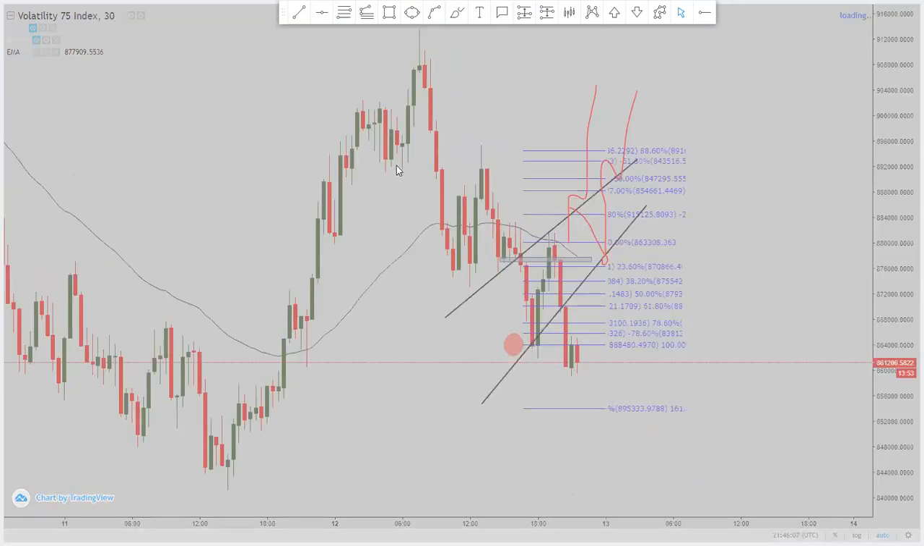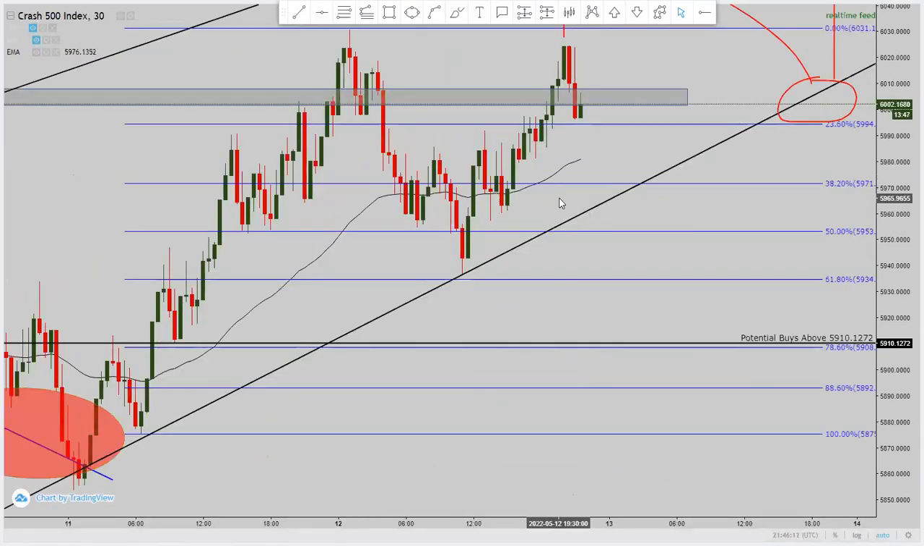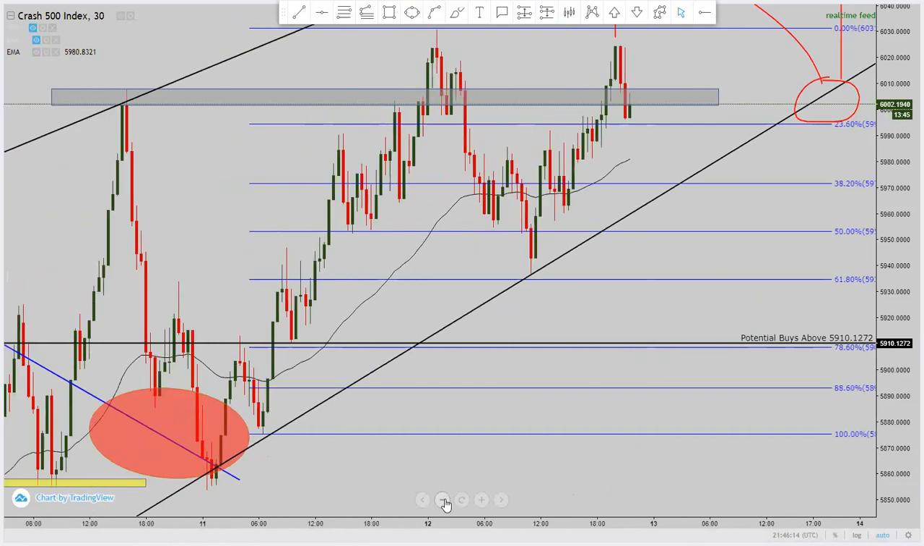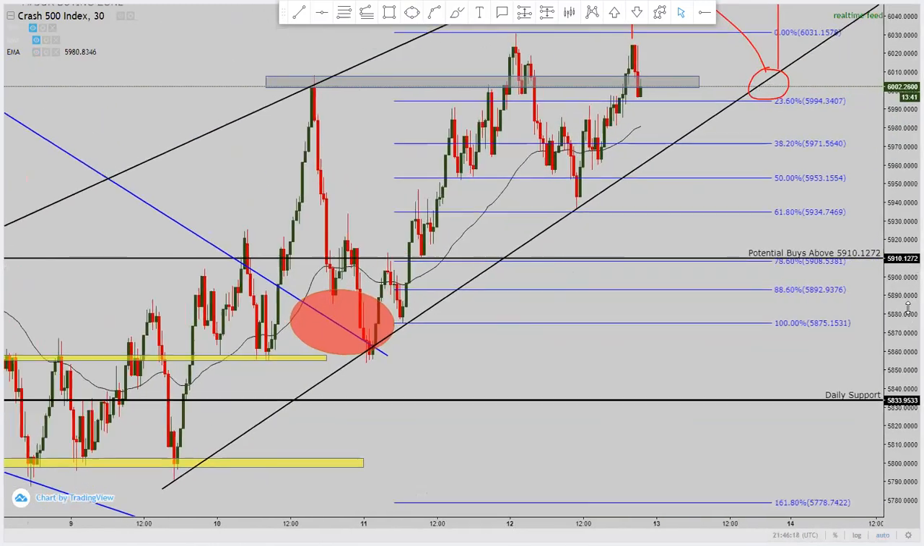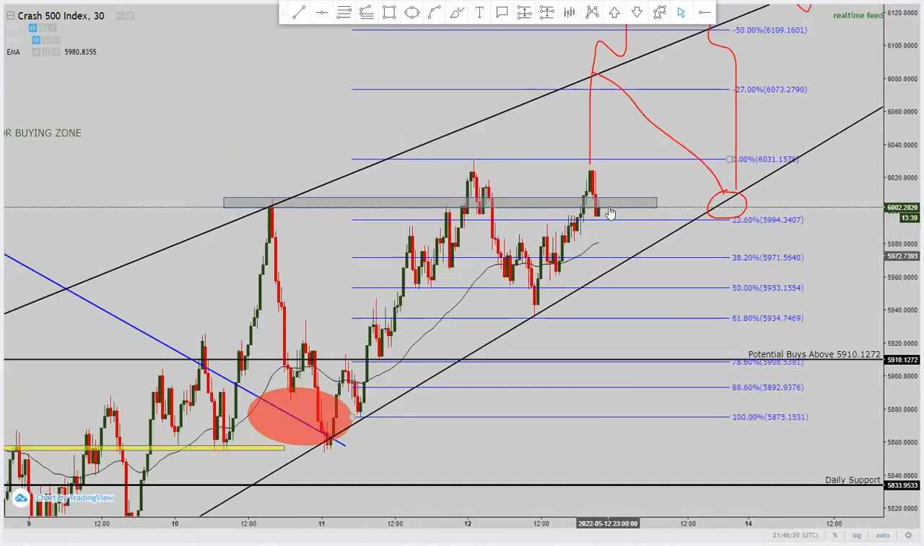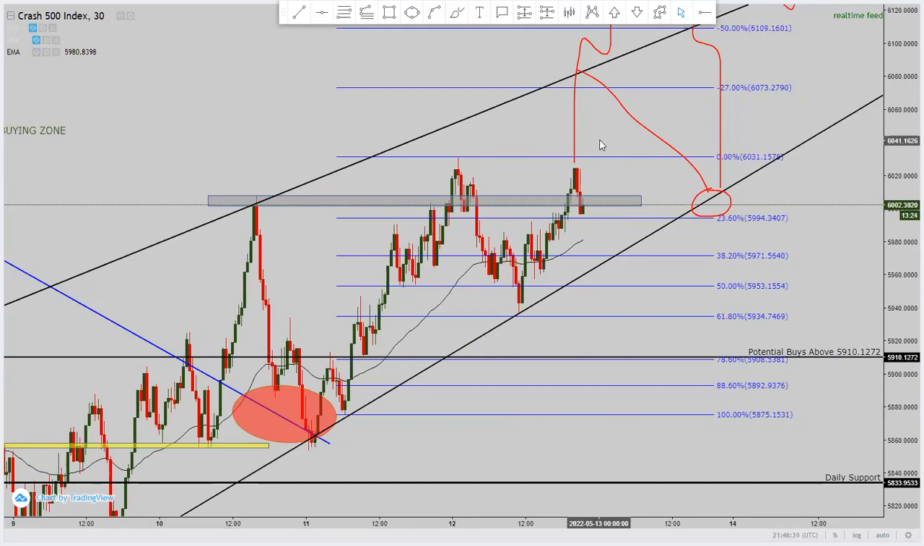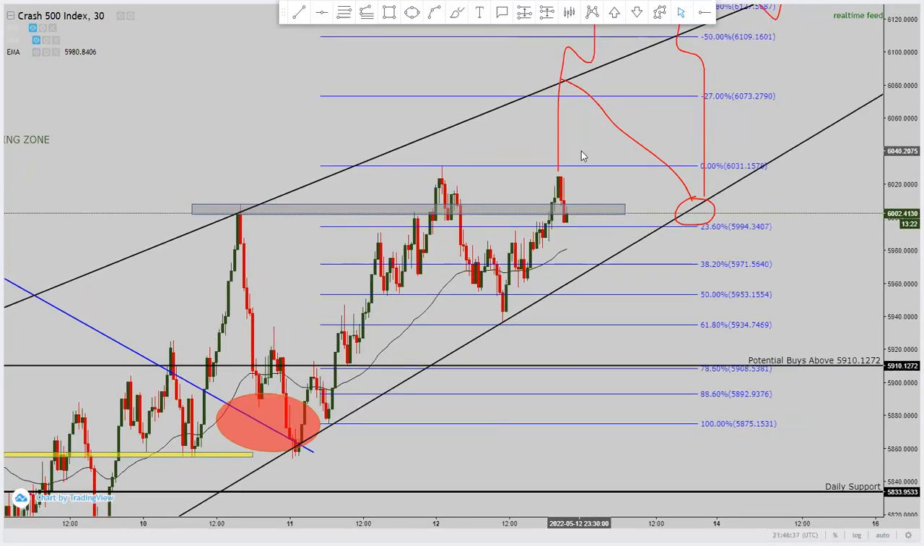Crash 500, we said we're in a major uptrend, but we simply have to wait for price to come to certain areas for us to actually scale in on that uptrend. So you can wait for price to come down there. You can even buy there because price is still below this level of resistance. You can wait for price to come there, or you can wait for price to come and break that 0% fib level for you to continue buying.